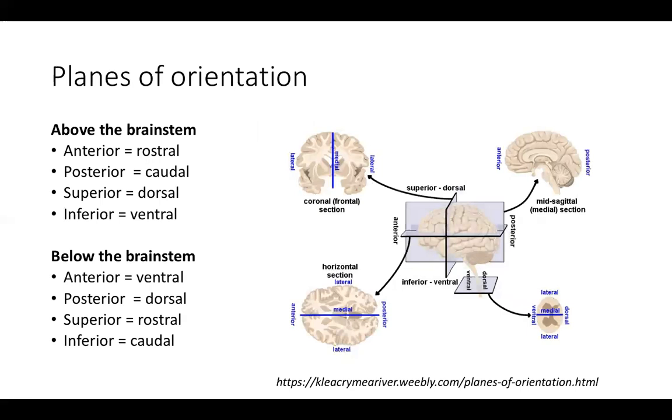Another set of terms that are used for orienting the brain: anterior, posterior, superior, and inferior. They are terms that are used similar to rostral, caudal, dorsal, and ventral, but are different when we're discussing the brain. Essentially, we're talking about the nervous system above the brainstem and below the brainstem.